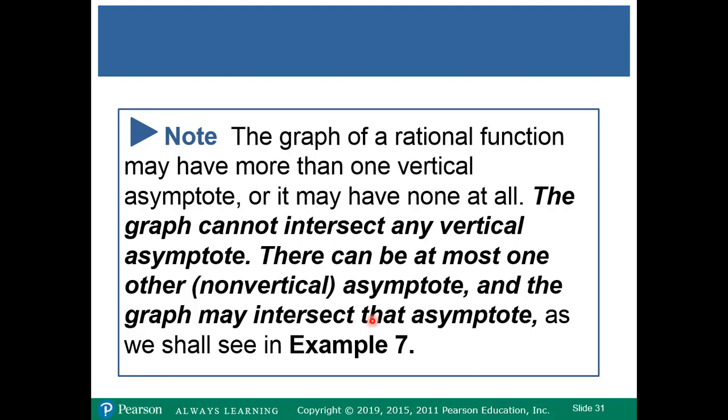So note, the graph of a rational function may have more than one vertical asymptote, or it may have none at all. The graph cannot intersect any, keyword, any vertical asymptote. There can be at most one other non-vertical asymptote, and the graph may intersect that asymptote. So in other words, horizontal asymptotes may be intersected at times. It is possible to cross over a horizontal asymptote or a non-vertical asymptote, but never a vertical asymptote.